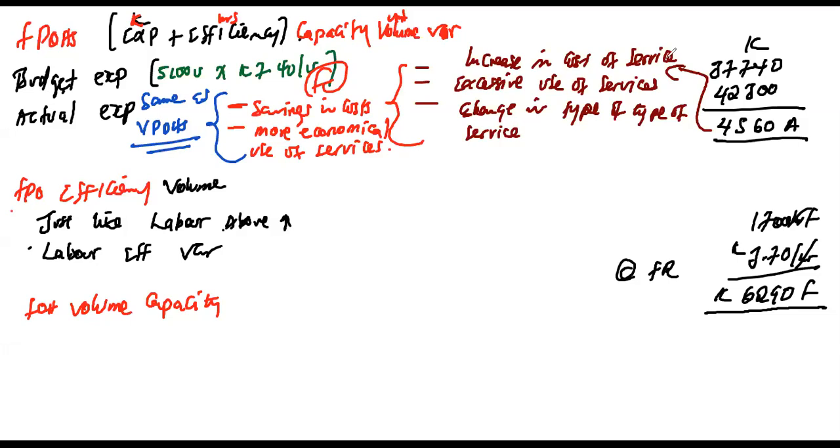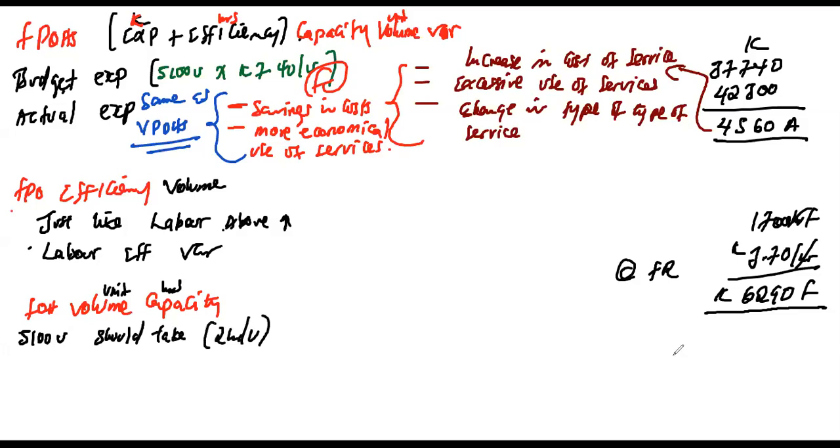So there we go. Let's go. What was our budgeted hours? You see, the volume is units, in terms of hours. What was the budget production? The budget production was 5,100 units. These units should take how many hours? 2 hours. It should take 2 hours per unit.